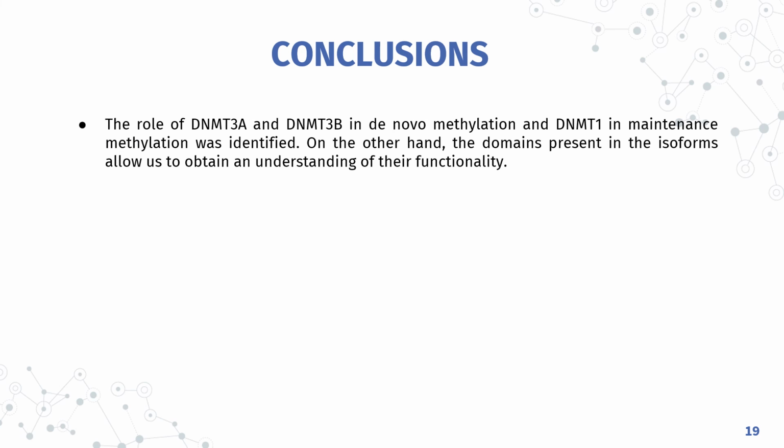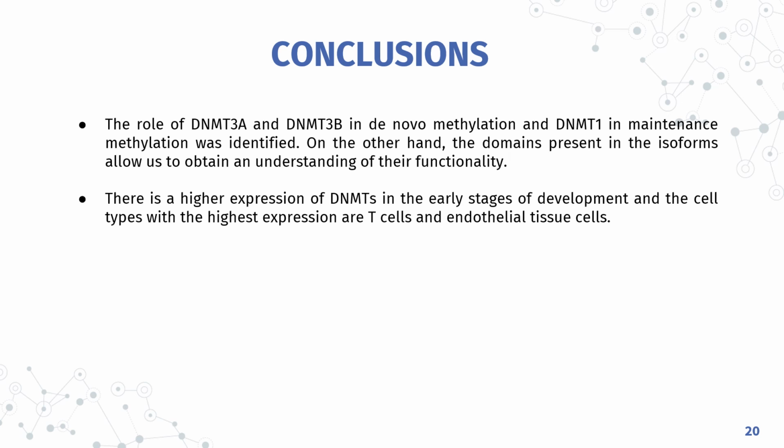In conclusion, the role of DNMT3A and 3B in de novo methylation and DNMT1 in maintenance methylation was identified. On the other hand, the domains present in the isoforms allow us to obtain an understanding of their functionality. There is a high expression of DNMTs in the early stage of development, and the cell types with the highest expression are T cells and endothelial tissue cells.